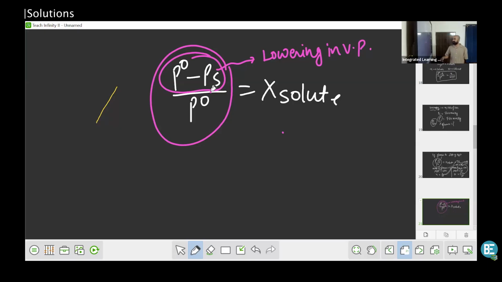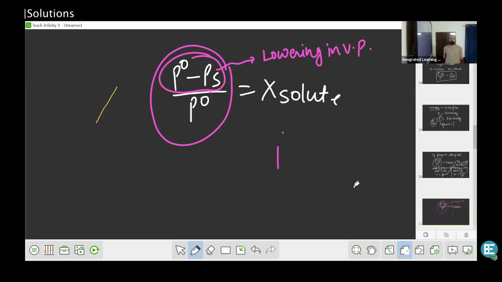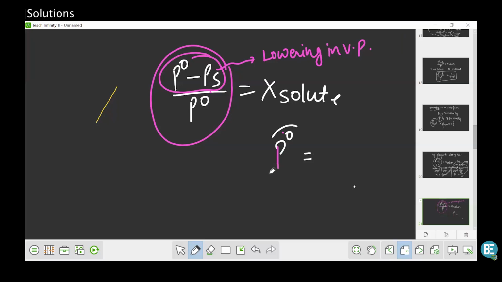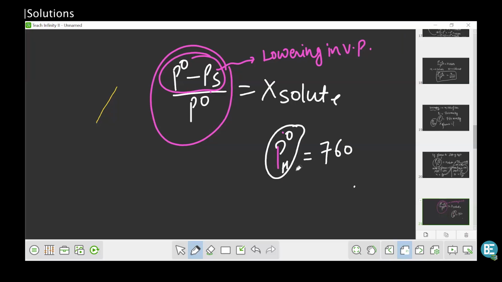I told you in the last question, first of all, out of H2SO4 and water, which is the solvent? Water is the solvent, right? And what is the P naught value of water? I told you, you have to remember the value. 760. Now try to solve this.